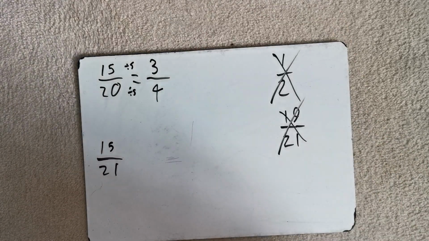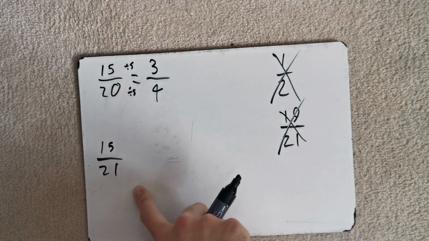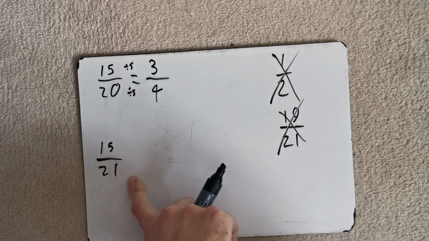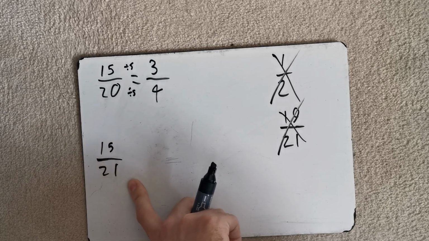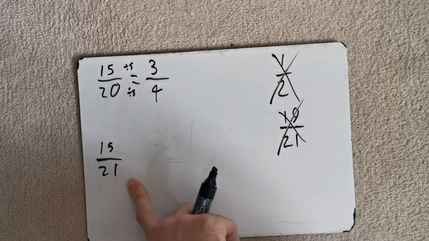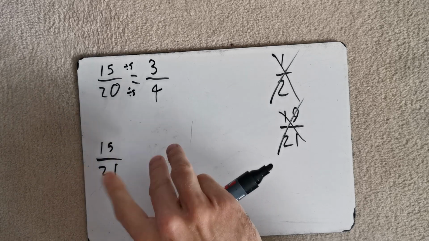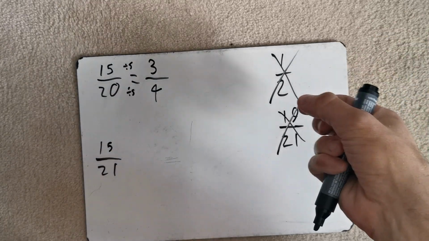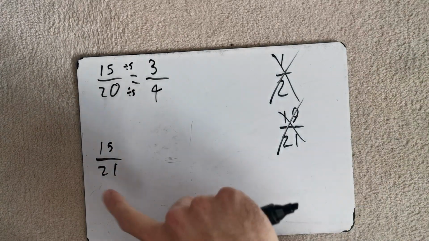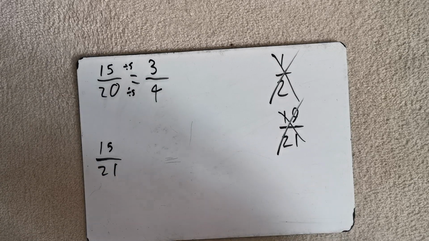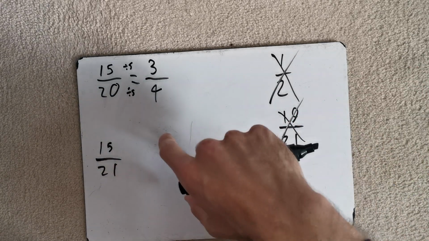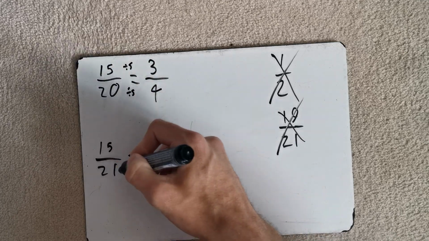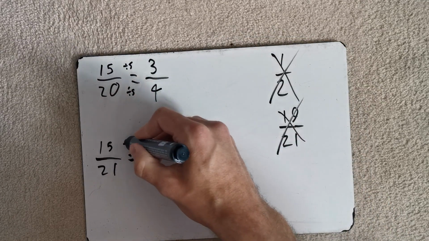Okay, this one, if we have a look at that, it's not immediately obvious what times table they're in. Nice little trick though to check if a number's in the 3s, for example: add the digits together, and whatever that comes out as, if that's in the 3 times table, then this number is in the 3 times table. 1 add 5 is 6. 6 is in the 3 times table, so 15 will be in the 3 times table. 2 add 1 is of course 3, and that's definitely in the 3 times table.